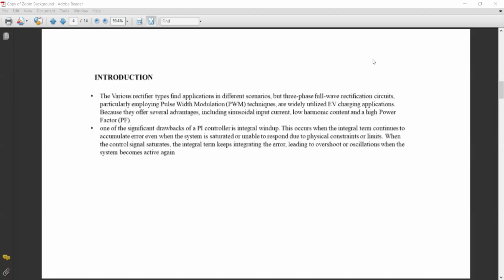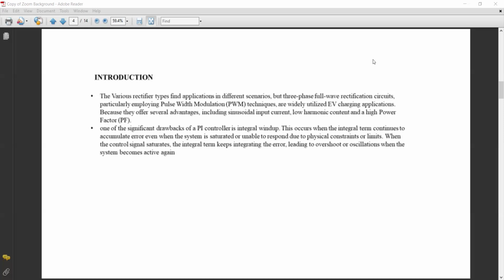Coming to the introduction part: introduction to the three-phase PWM rectifier and the drawbacks of the PI controller. Various rectifier types find applications in different scenarios, but three-phase full-wave rectifier circuits employing PWM techniques are widely utilized in EV charging applications because they offer several advantages, including sinusoidal input current, low harmonic content, and a high power factor.